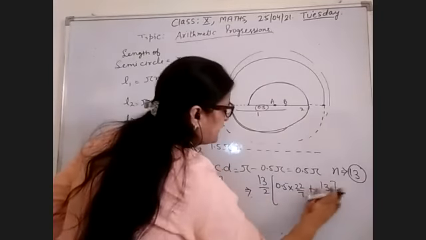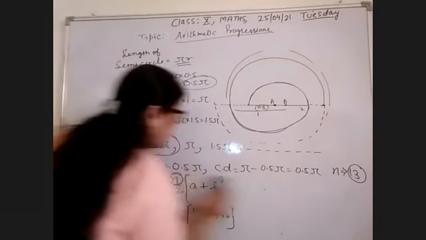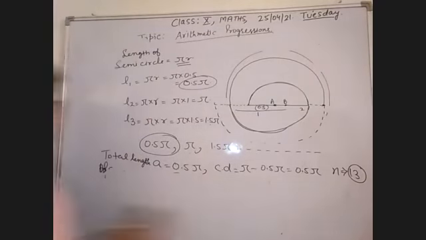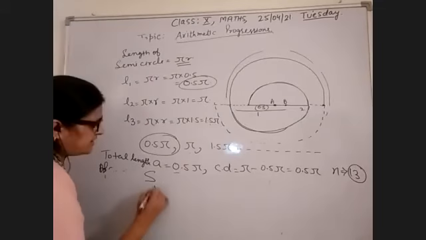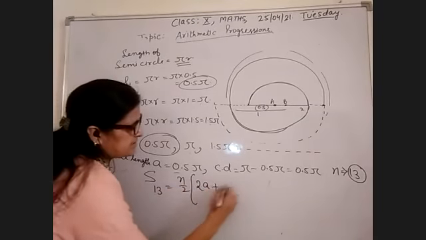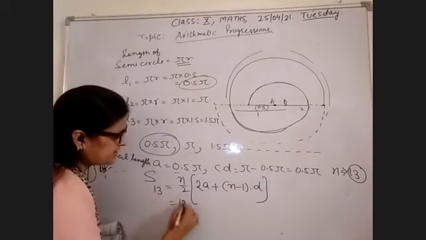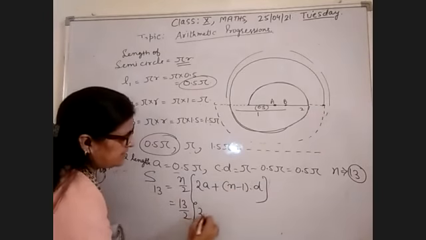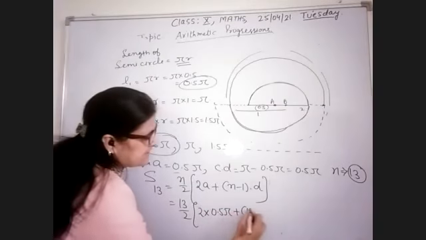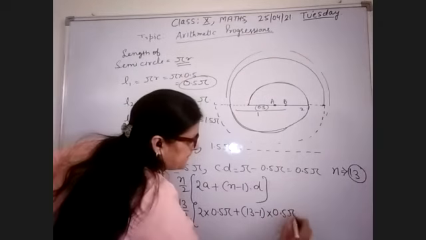So you will not use this formula because the last radius is not given. You will use the formula S of 13 equal to n by 2 into (2a plus (n minus 1) into d). Here n is 13, a is 0.5 pi, and d is 0.5 pi.